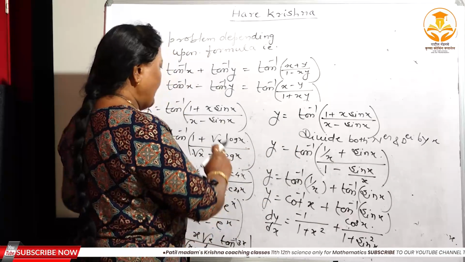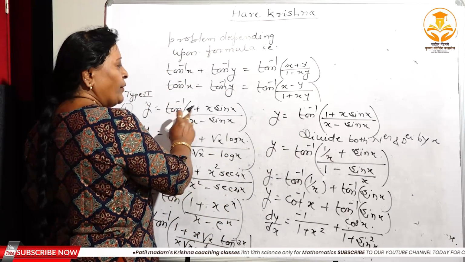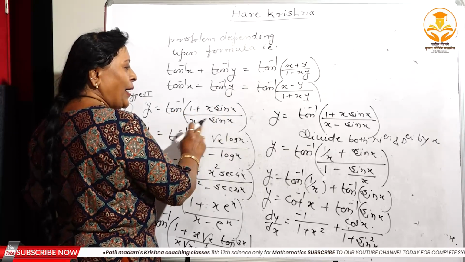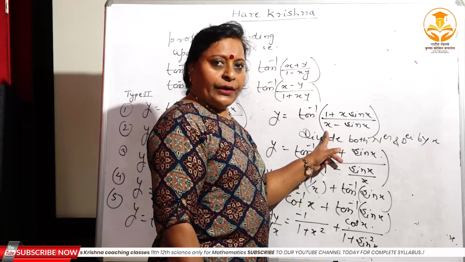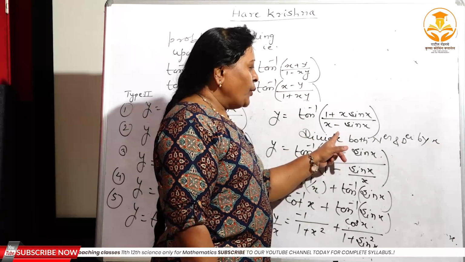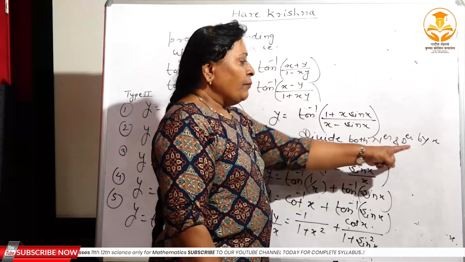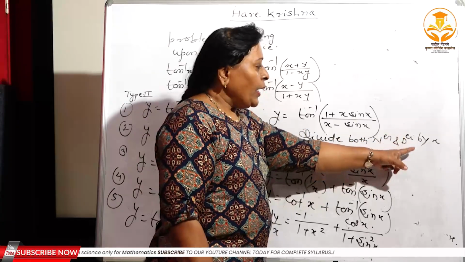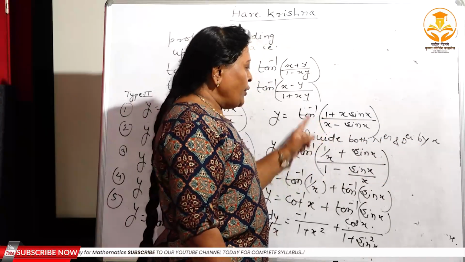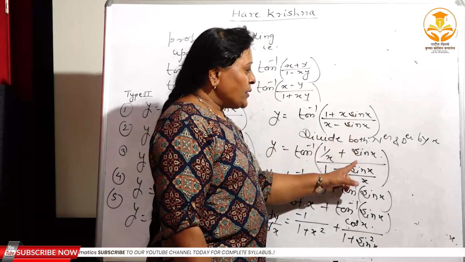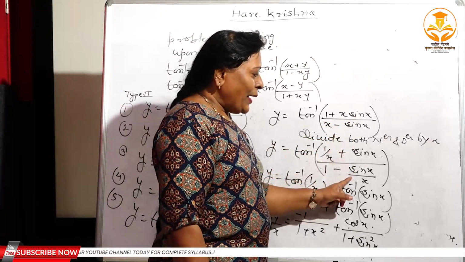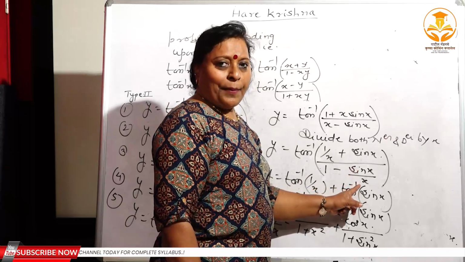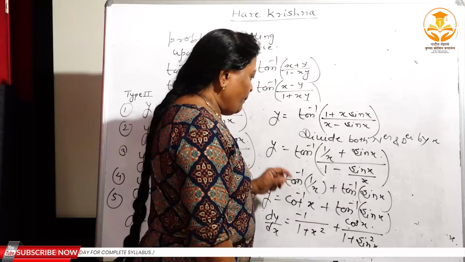If your problem is in this form, this is the second type, (1 plus x sin x) divided by (x minus sin x). Here we want 1, strictly 1, according to the formula. Therefore, divide both numerator and denominator by x. When you divide with x, here you have got 1 by x, here you have got sin x divided by x, that is sin x divided by x. Got it?